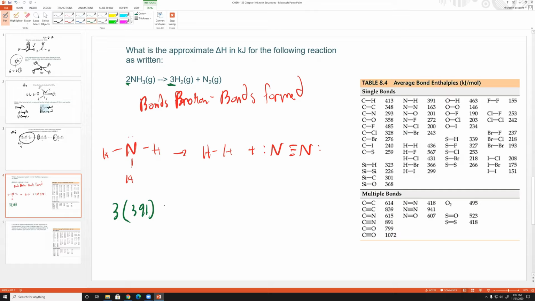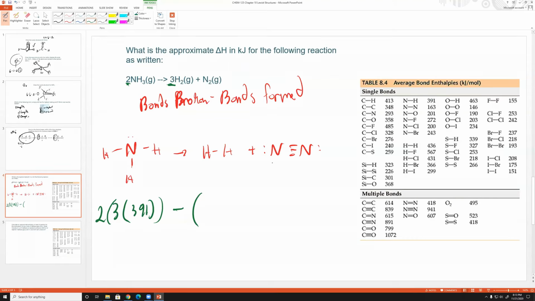And then we need to multiply that by 2 because we have 2 of those NH3s in the equation. So we can multiply again by 2, or you can change this 3 to a 6 if you want, but it doesn't matter. So those are going to be the bonds broken minus all the bonds formed.